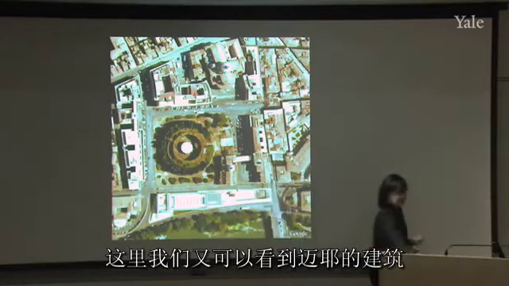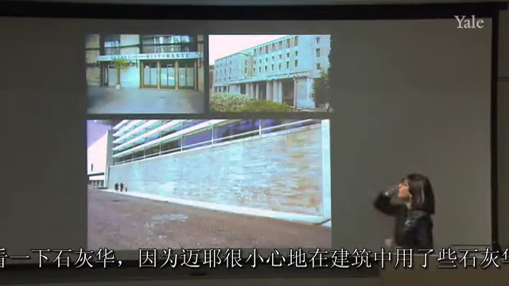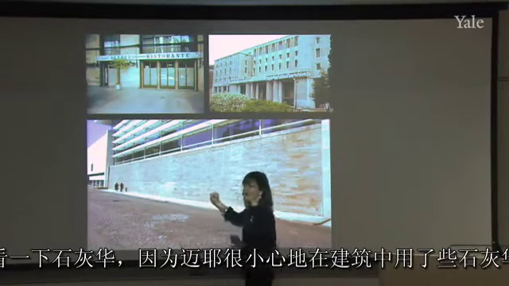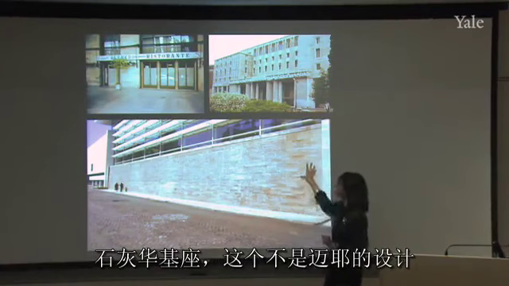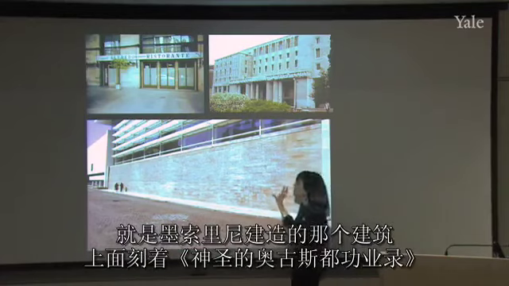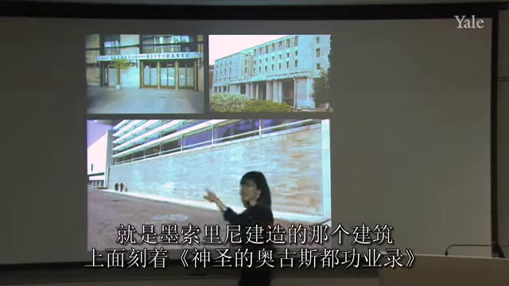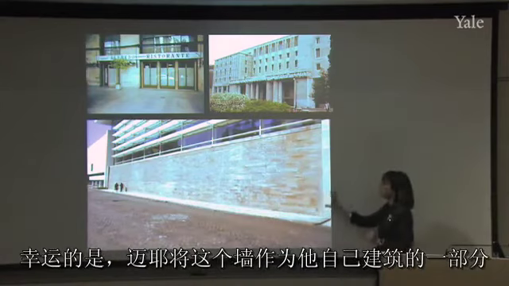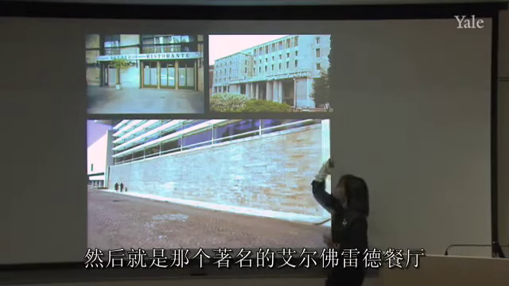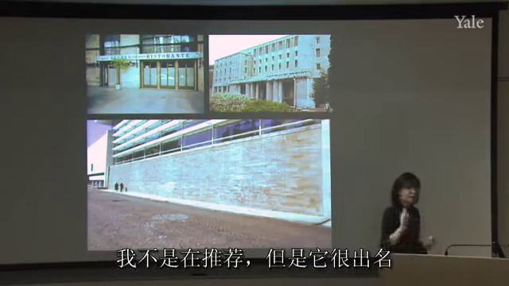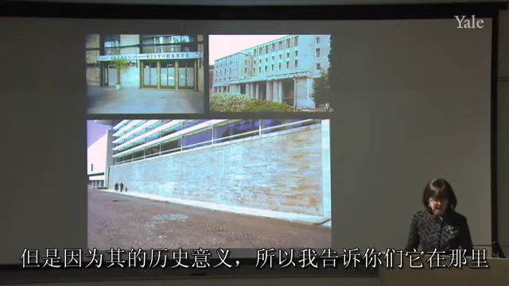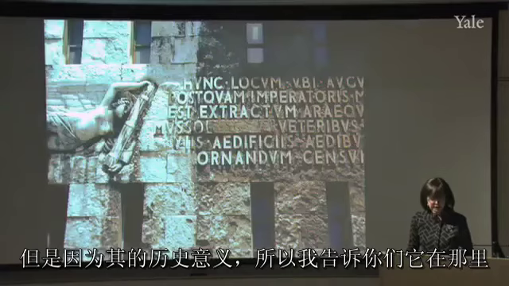We see the Meyer building again here, and I show you the travertine, because Meyer was careful to use at least some travertine in this structure. The travertine base, although this was not his, actually belongs to an original precinct that was located before, that was done by Mussolini's architect, with the entire text of the Res Gestae. Fortunately, Meyer kept that wall as part of his own building. Here you see one of the fascist structures in the area built by Mussolini, and then the famous Alfredo Ristorante. I'm not actually recommending it, but it's well known. There are better restaurants to eat in Rome, but because it has a certain historical cachet, at any rate, I just mentioned to you that it's there.